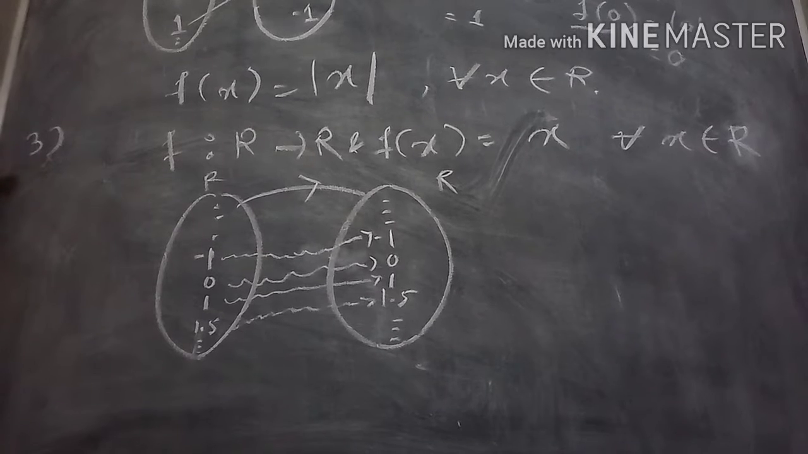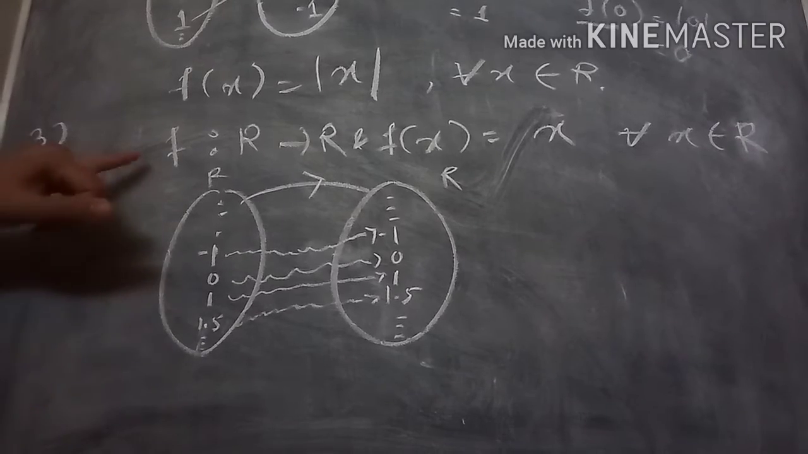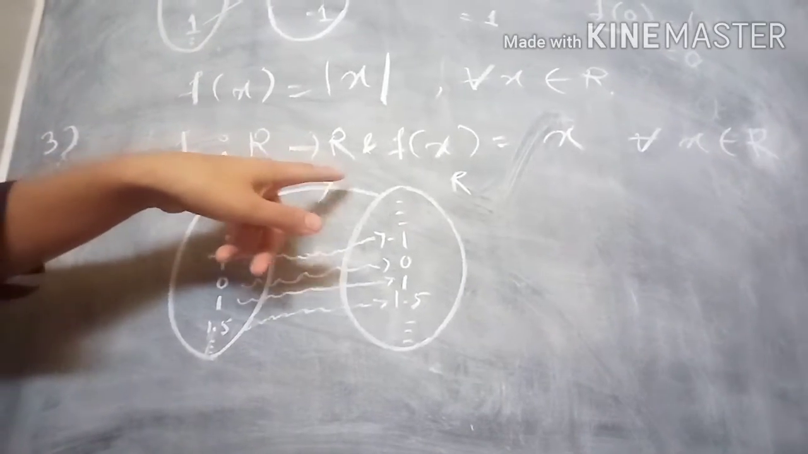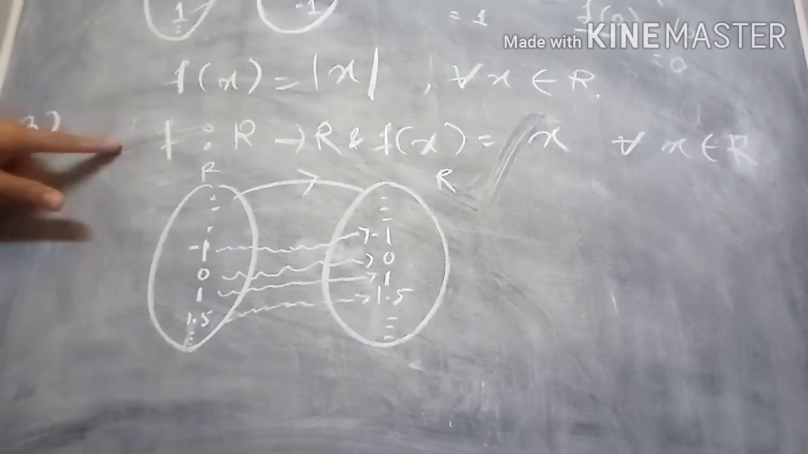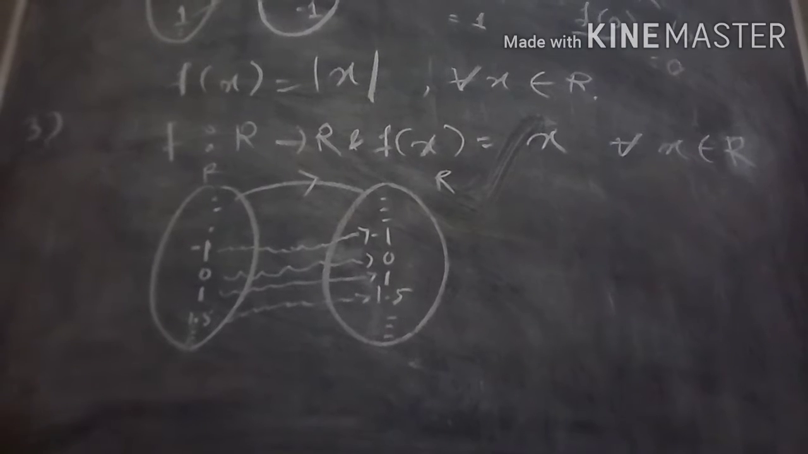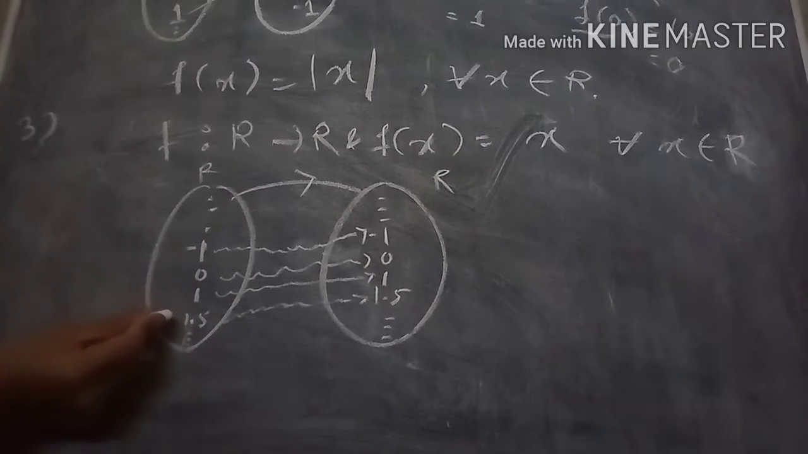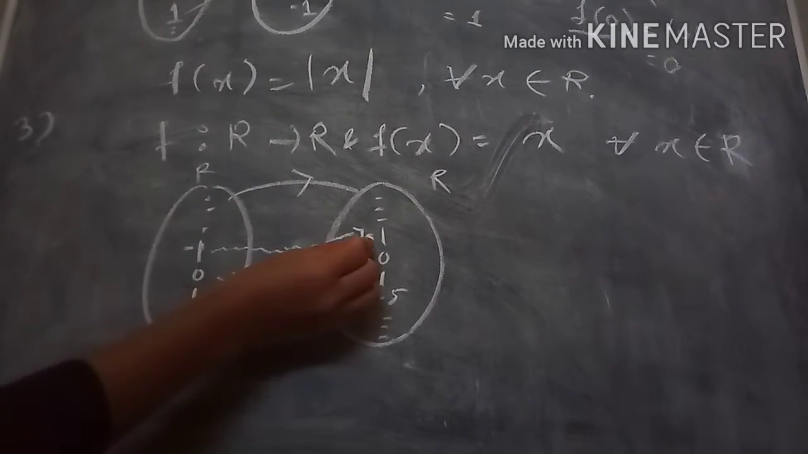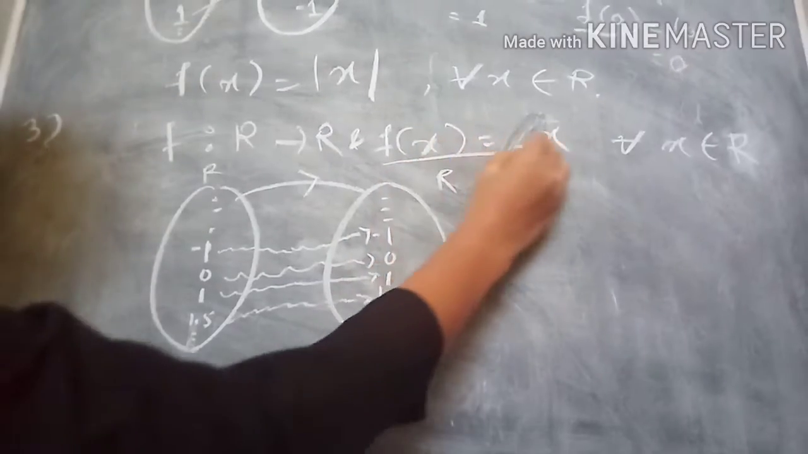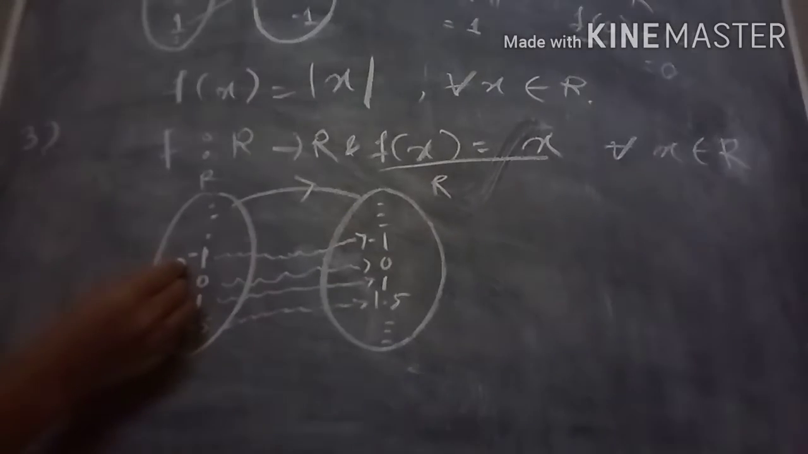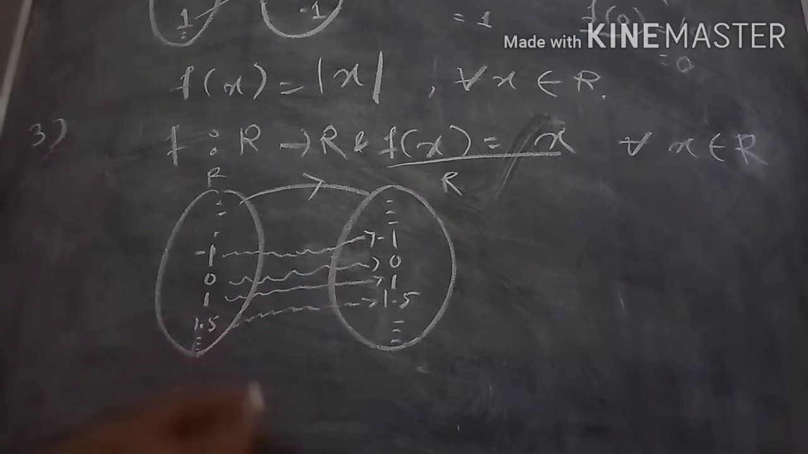Type 3, that was onto or surjective function. The example was the function f from R to R defined by f of x equal to x for all x belongs to R. It is an example of onto or surjective mapping. Now the set R here, I have taken the elements minus 1, 0, 1, 1.5 and here also minus 1, 0, 1, 1.5. The definition is f of x equal to x. So minus 1 is related to minus 1, 0 goes to 0, 1 goes to 1 and so on.